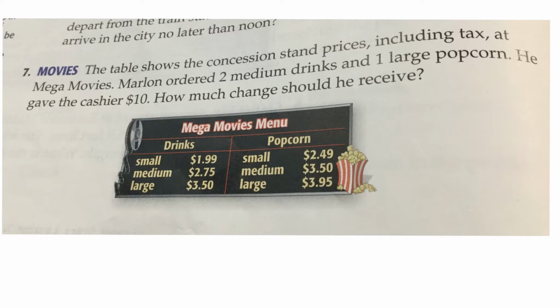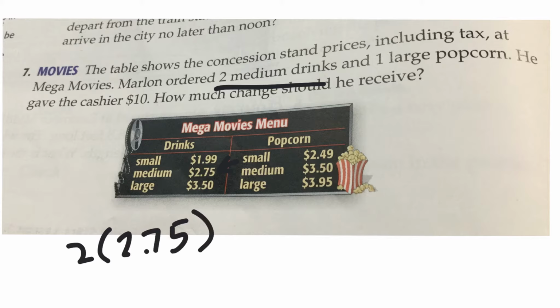Well, how could we figure that out? 2 medium drinks? Well, how much is a medium drink? $2.75. So how much did he pay there? He paid 2 times $2.75. And then he got a large popcorn. How much did that cost? $3.95. And so that's how much he paid. So if I add that together, that should be how much it cost.